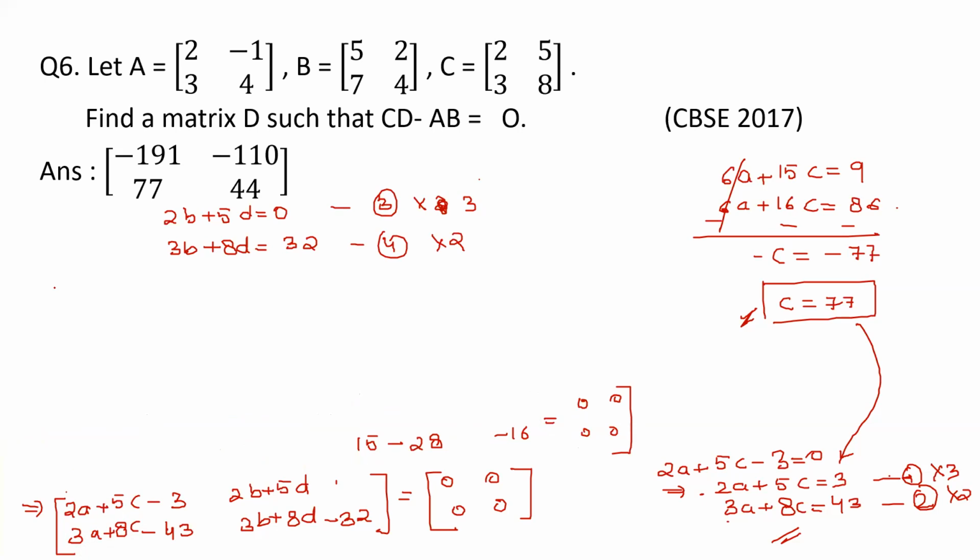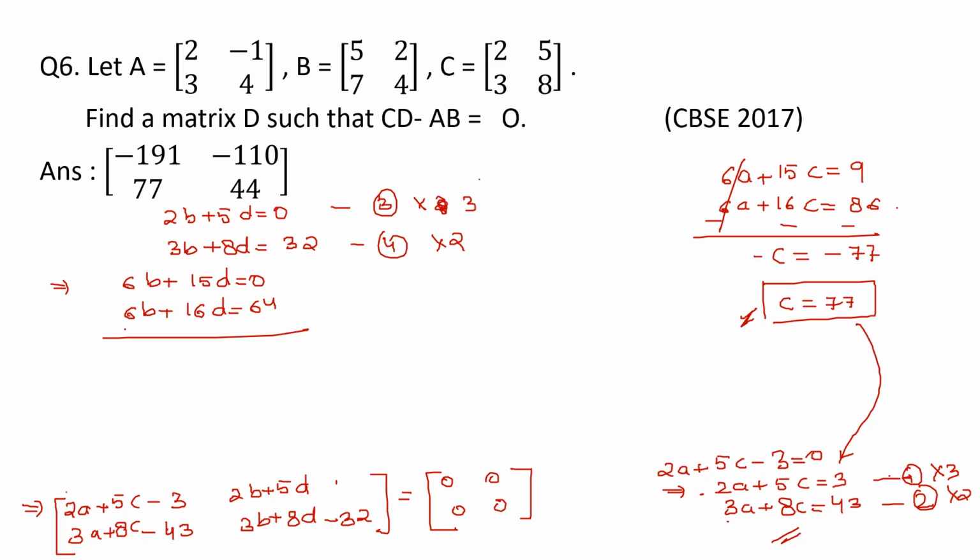Now this will become what? Multiply this with 3, so you will get 6b plus 15d is equal to 0. Multiply this with 2, you will get 6b plus 16d is equal to 64. Subtract this. This will cancel out, and here you will get minus d, so you will get 64. So d is equal to 64.